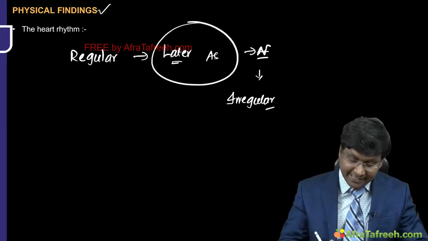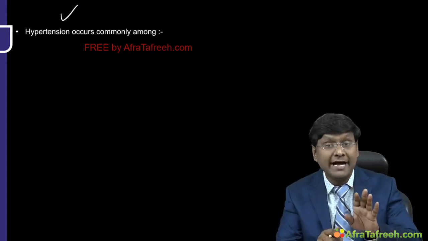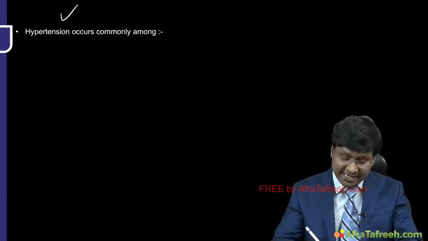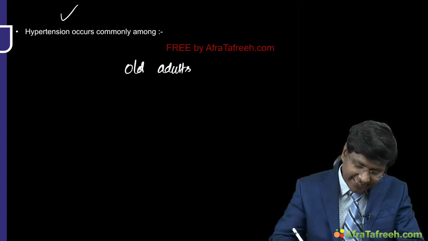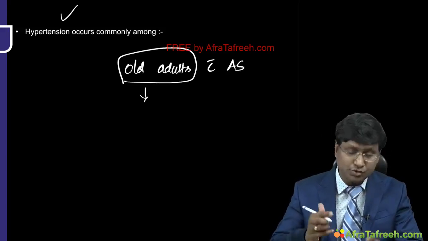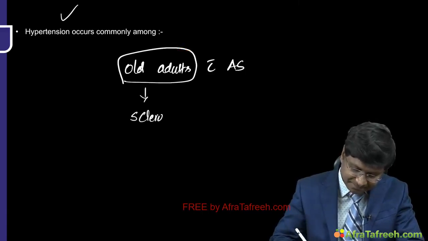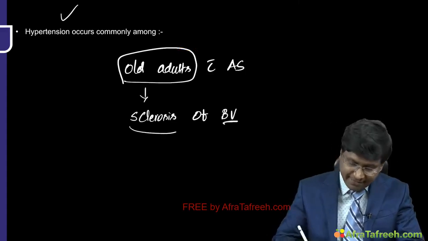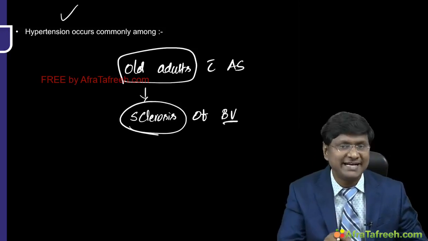Then the next important thing is the blood pressure. Hypertension occurs commonly among old adults with aortic stenosis. Why? Because in old adults, there will also be sclerosis of the blood vessels, and because of the sclerosis of the blood vessels, there can be development of hypertension.